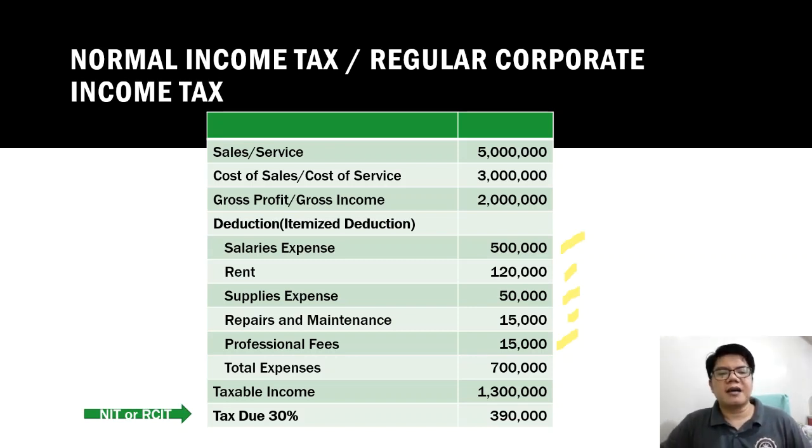So, since the company is subject to normal income tax or regular corporate income tax, after deducting the total expenses from the gross income, you will get taxable income of 1,300,000 and just multiply this to 30% and you will get 390,000.